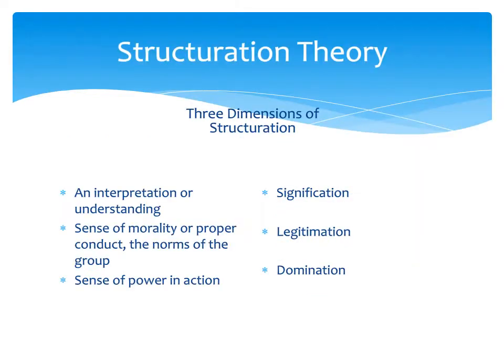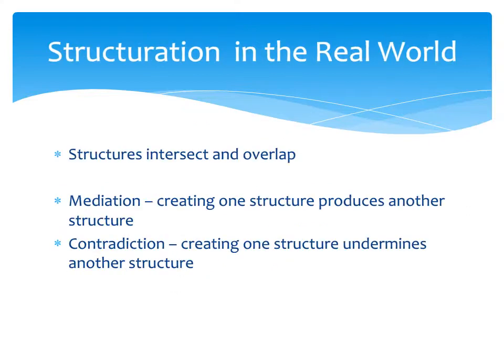Giddens outlines three major dimensions of structuration. First, there is an interpretation or understanding, which he called signification. Second, there is a sense of morality or proper conduct, which he termed legitimation, and lastly, there is a sense of power in action or domination. Of course, in the real world, our behaviors almost never are related to one simple structure. Life is much more complex than that.